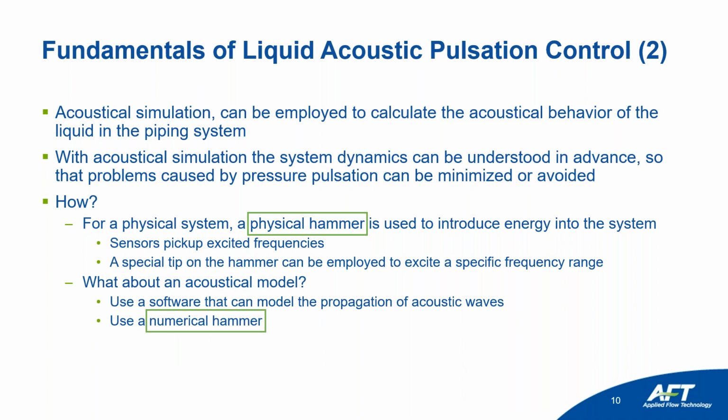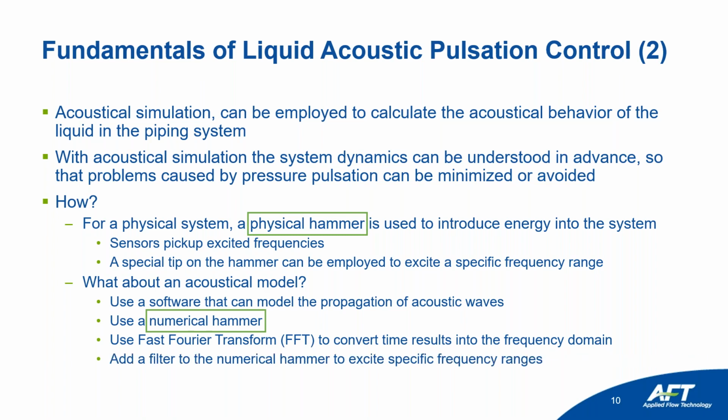In this case, you use a numerical hammer. You use a fast Fourier transform to convert the time results into the frequency domain. You add a filter to the numerical hammer to excite the specific frequency ranges.